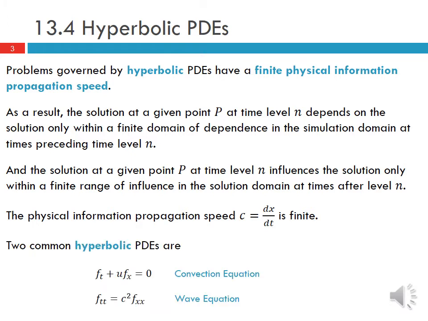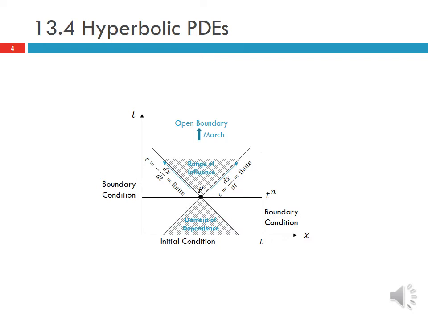Two common hyperbolic PDEs are the convection equation and the wave equation. With a hyperbolic PDE, we start with some initial condition, and we've got some boundary conditions defining the edges of our domain, and we march forward in time with this open boundary, and we have this finite domain of dependence and range of influence, and the information propagates at this finite speed, plus or minus c.